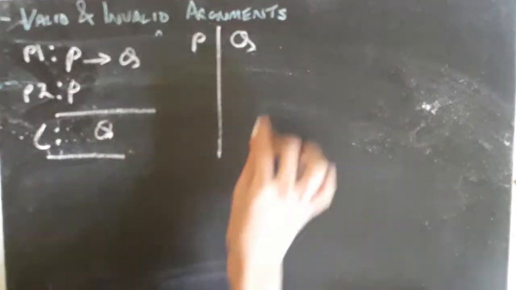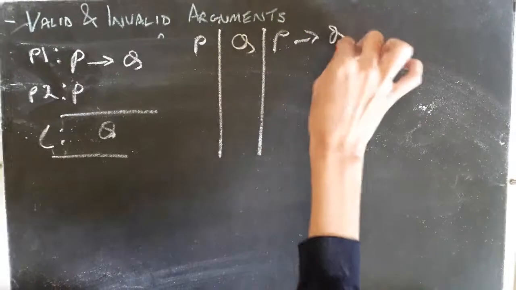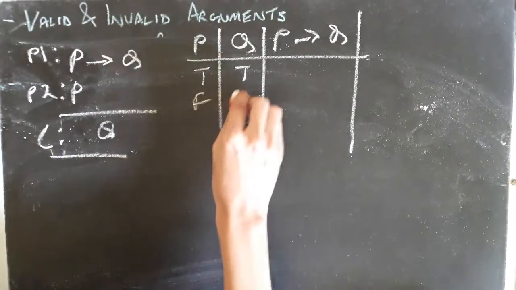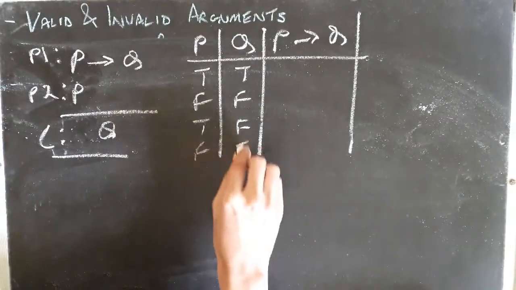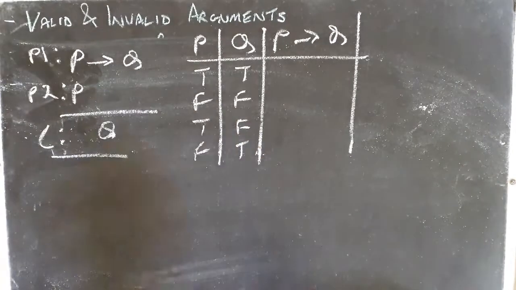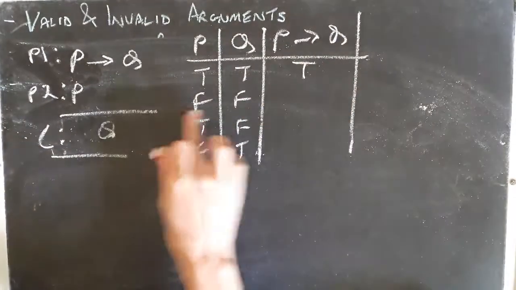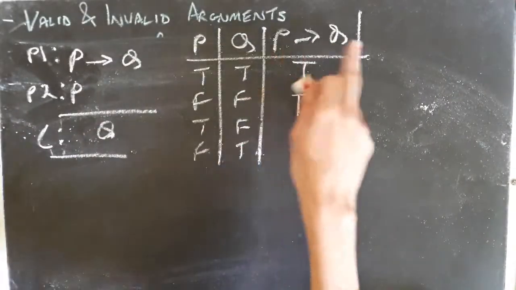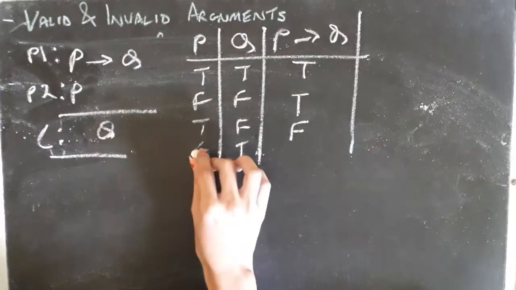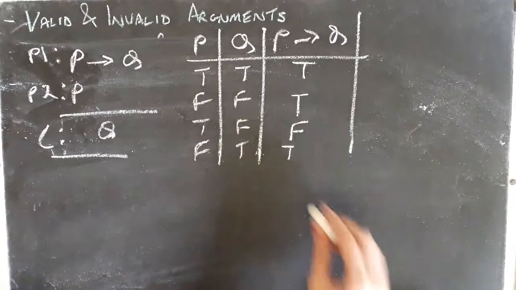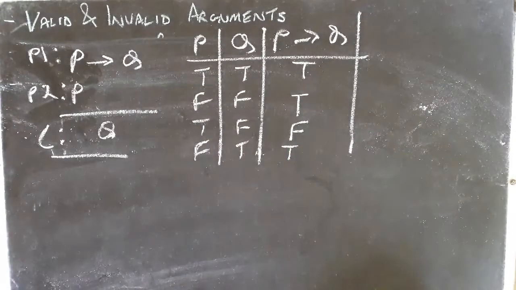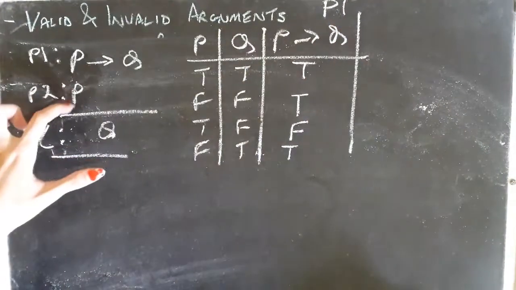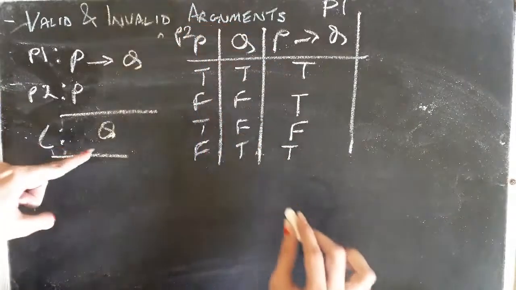P, Q. What are the possible values of P and Q? True together, false together, TF, FT. P implies Q: true. Here we give it the benefit of doubt. Here P is true but Q is false. So P implies Q is false. And here again we give it the benefit of doubt. So it is true again. So what is P1? This. And what is P2? This. And what is the conclusion?